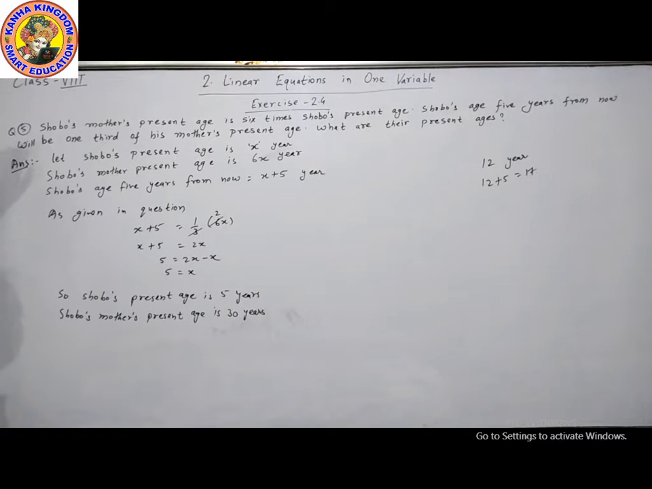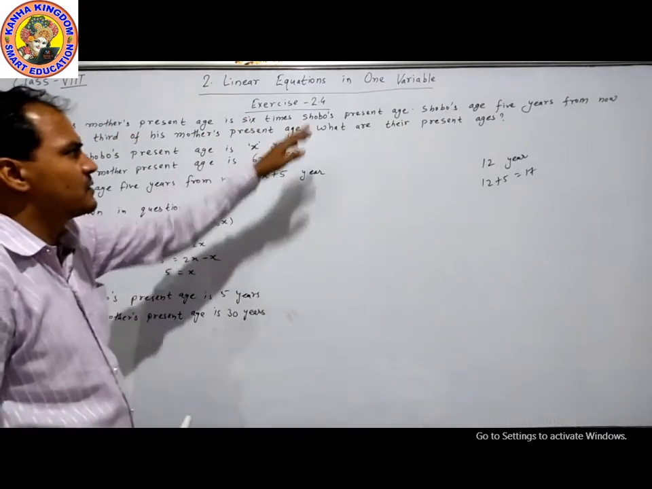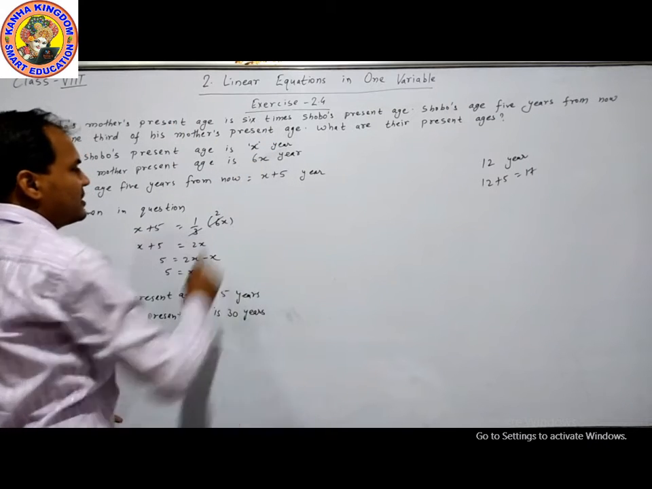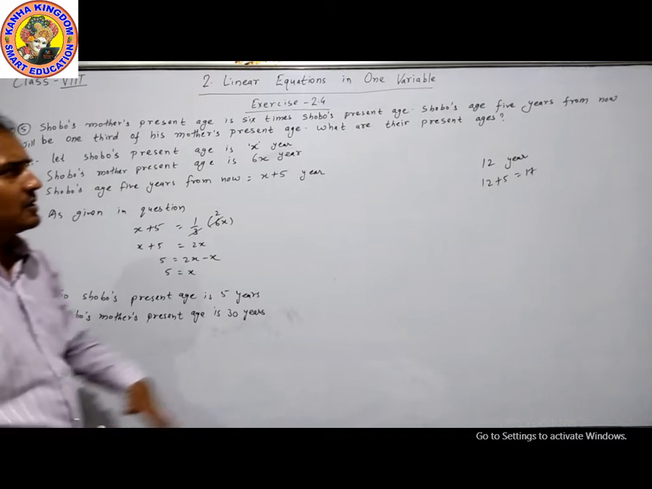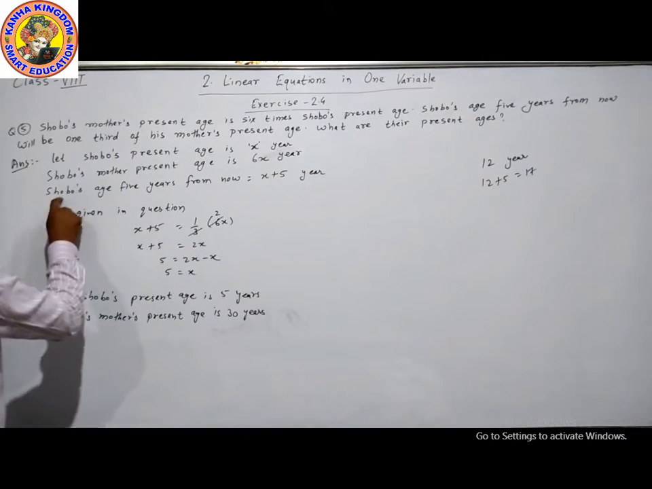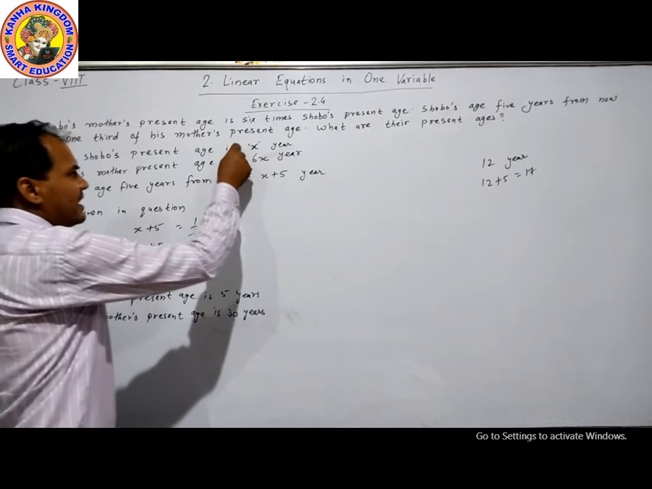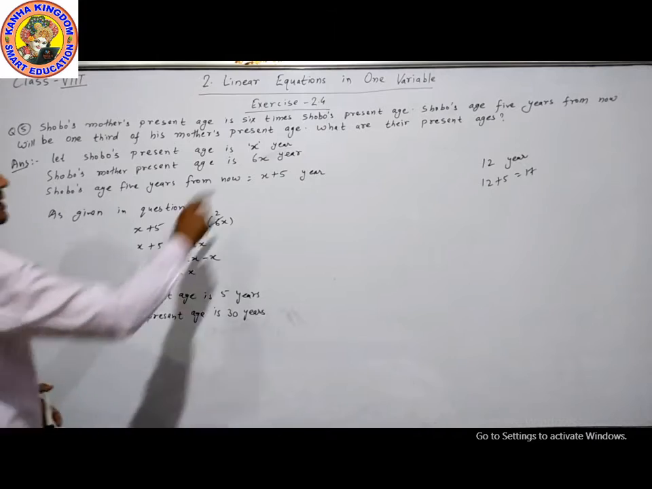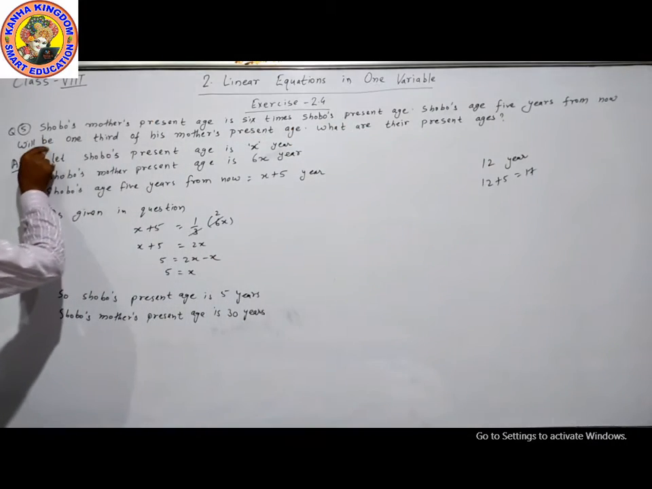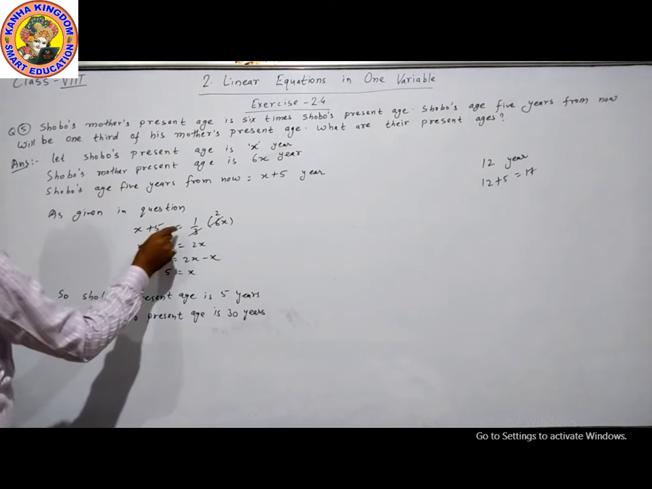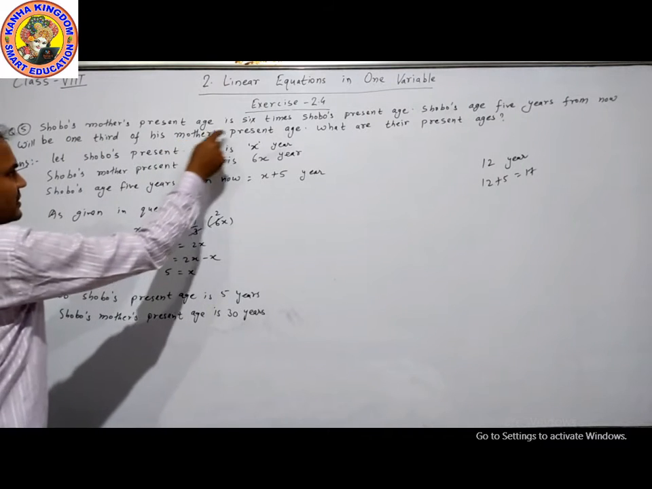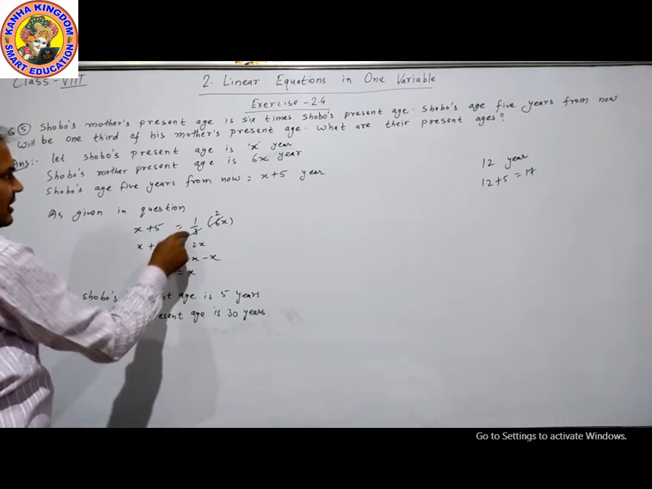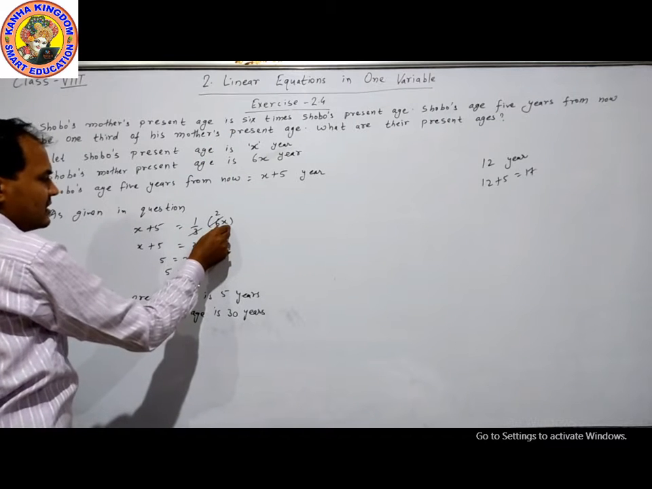Let's take it from the beginning of the question. Mother's present age is 6 times Sobo's present age. Let Sobo's present age be x, mother's age is 6 times, so this is our 6x. Sobo's age 5 years from now: present age is x, after 5 years this will be x plus 5. As given in the question, after 5 years the age will be equal to 1/3 of mother's present age. Mother's age is 6x.